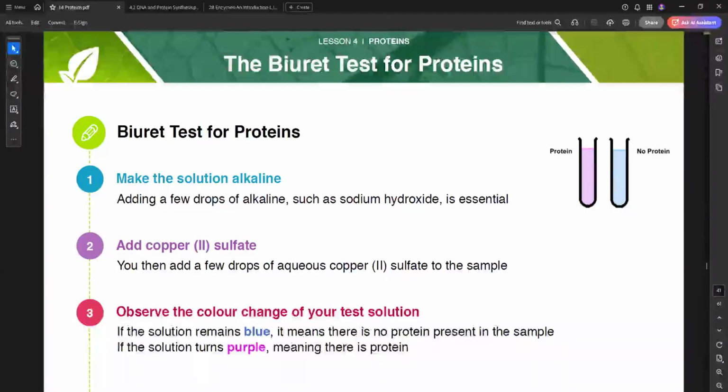So you must include the positive and negative results if the reaction did or did not occur. Okay, great.